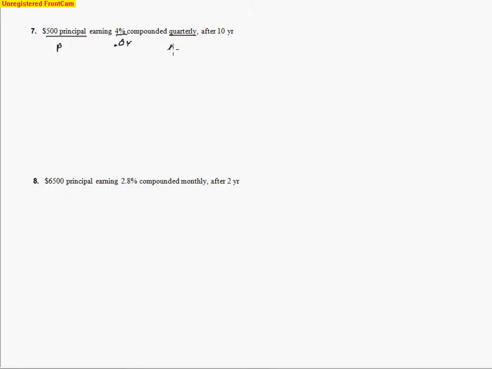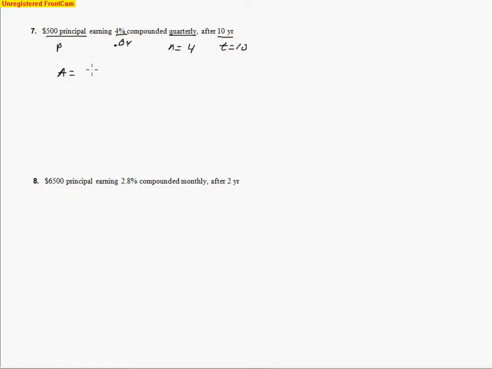Okay, so now we have a new one. N equals 4. So they're paying us more often, and so we're recalculating the percentage, our amount every quarterly, every 3 months. And then we have T equals 10. So I'll go ahead and substitute the numbers into the formula.